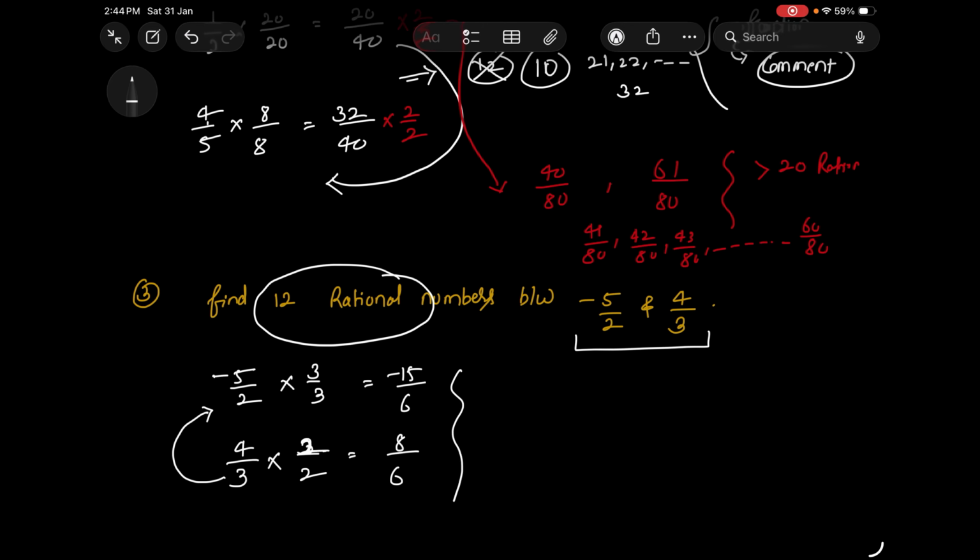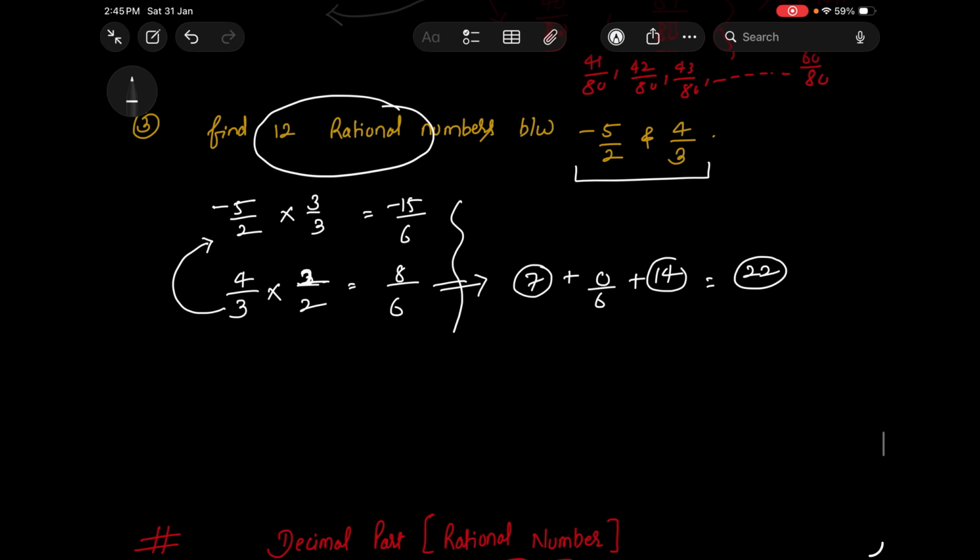Now we check how many rational numbers are between them. Here we have 7 numbers plus 1 (0 upon 6) plus 14 rational numbers. So we have a total of 22 rational numbers, but we have to find only 12. So we can simply write these 12 rational numbers as minus 15 upon 6 or 8 upon 6. We can write minus 14 upon 6, minus 13 upon 6, minus 12 upon 6, minus 11 upon 6, and so on.